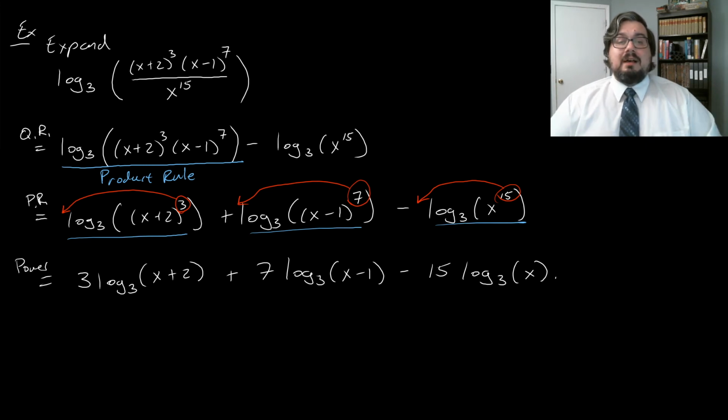And now, where can we go from here? Nowhere. We have no rules that tell us what to do with logarithms of sums. We know how to handle a product inside a logarithm, a quotient inside a logarithm, or a power inside a logarithm, but not a sum and not a difference. There are no general formulas that tell us a way to simplify log base 3 of x plus 2. So we have to leave it that way, but this is a useful thing that we've done.